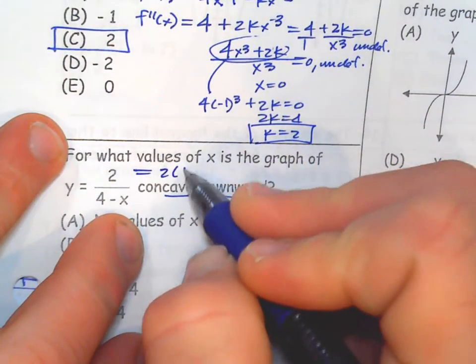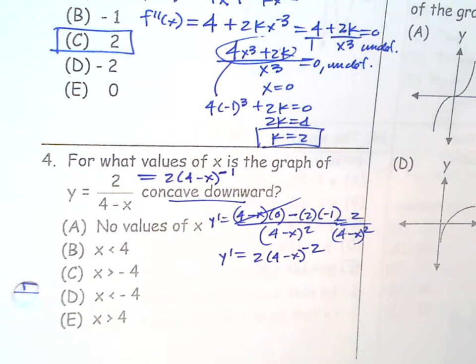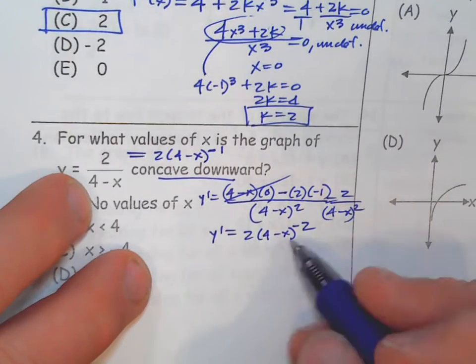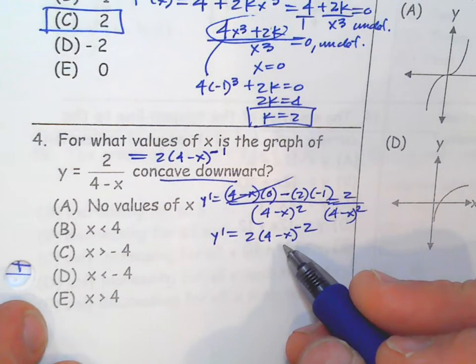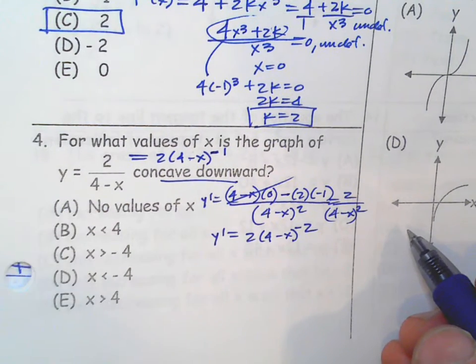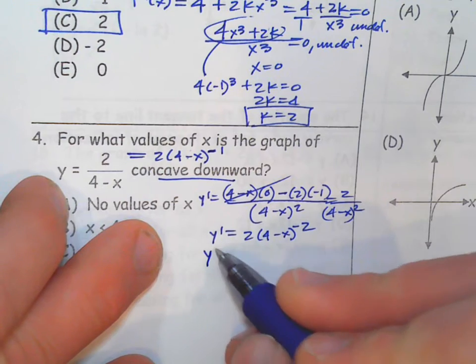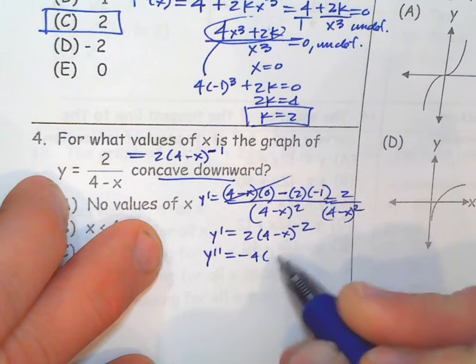We could have written it like this, and then we would have been able to just do a simple power rule, right? And you would have got that. Well, yeah, because you still have to do that. You got to watch out for the chain rule. So if you do the second derivative, it's going to be negative 4, 4 minus x to negative 3.